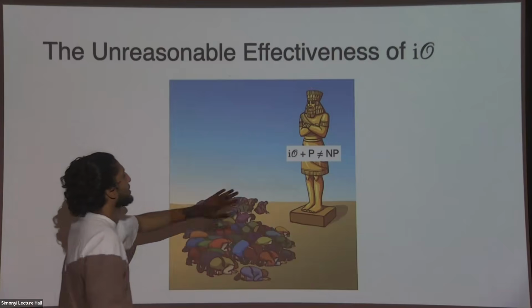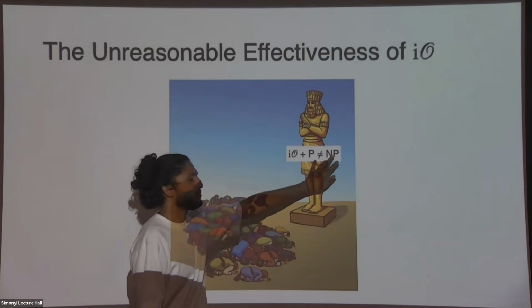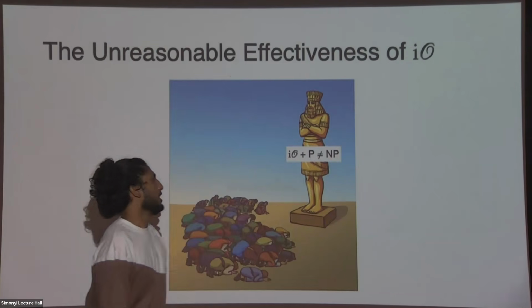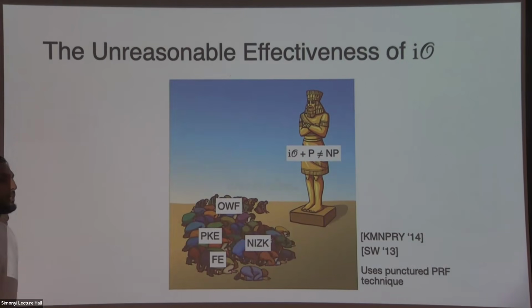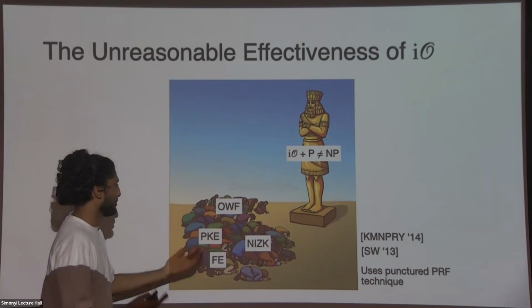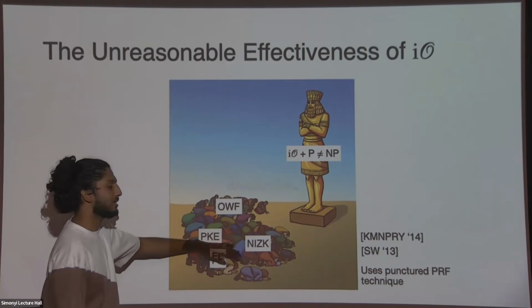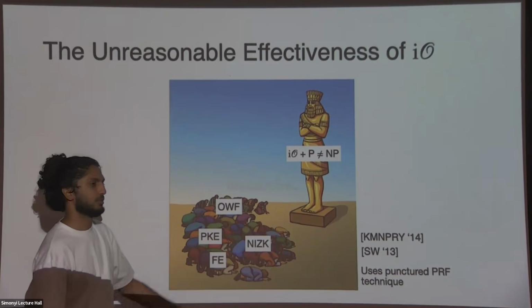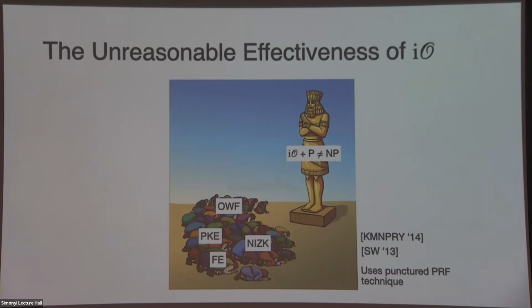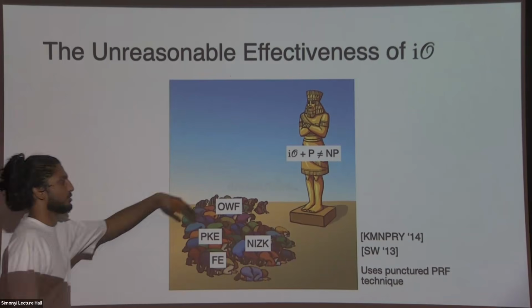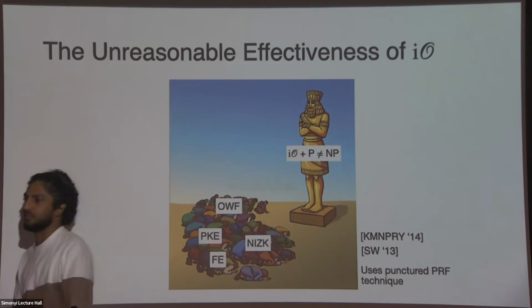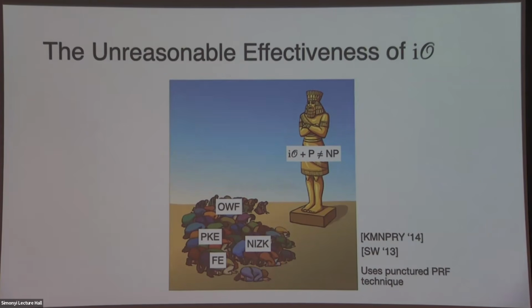Specifically, the unreasonable effectiveness is basically if you assume IO plus P not equal to NP, you get a whole bunch of primitives in cryptography. This was kind of crypto completeness. You get one-way functions, we saw this, but you also get public key encryption, non-interactive zero knowledge, functional encryption. It seems like you get almost everything you want in crypto. If you just make these two assumptions, it's super effective. You just make IO plus this minimal complexity assumption, P not equal to NP, you get pretty much everything you want, which is great.